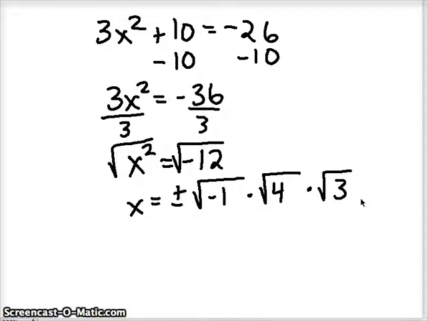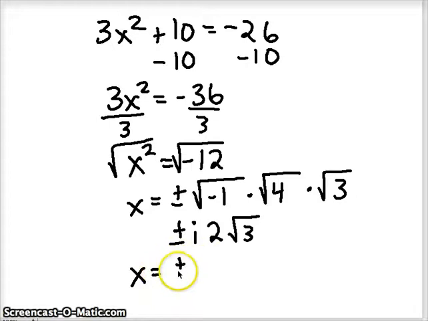Let's rewrite everything we can here. Plus or minus i. Square root of 4 is 2, and we can't do anything with the square root of 3. We can't simplify it anymore. Let's rewrite it in order. So we got plus or minus 2i times the square root of 3.